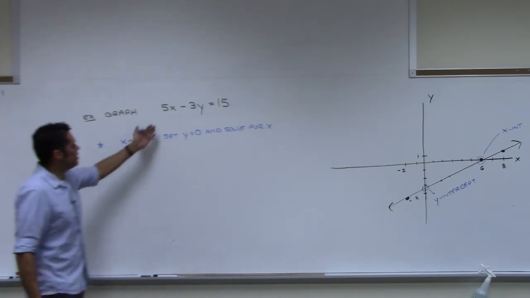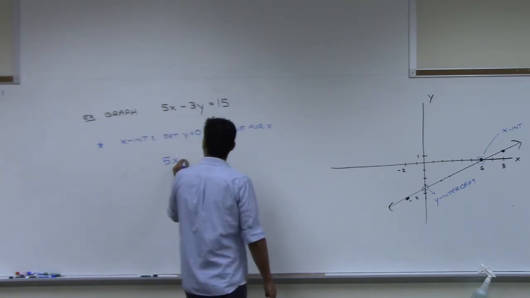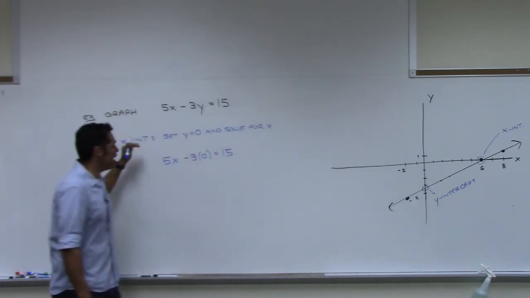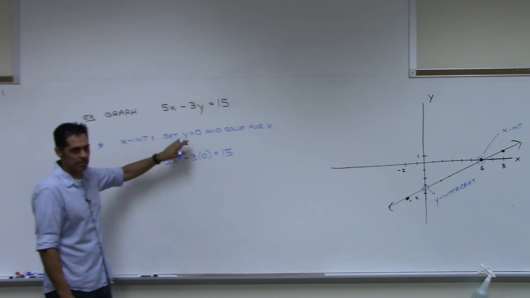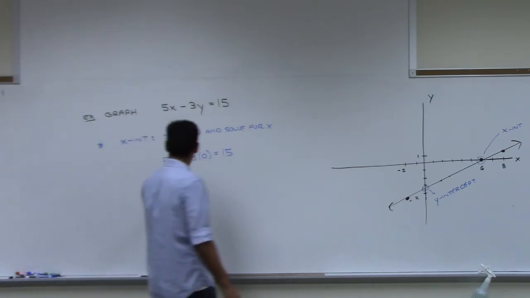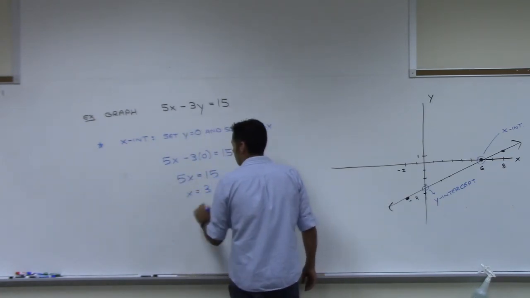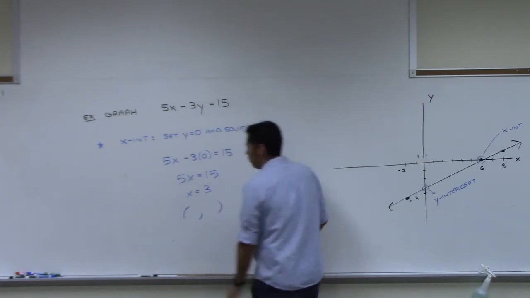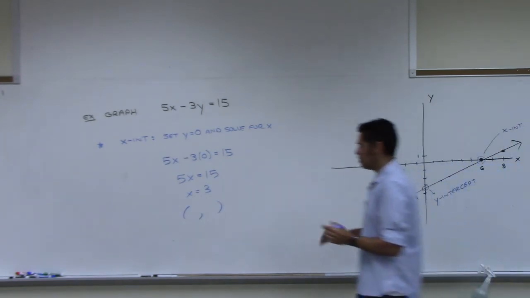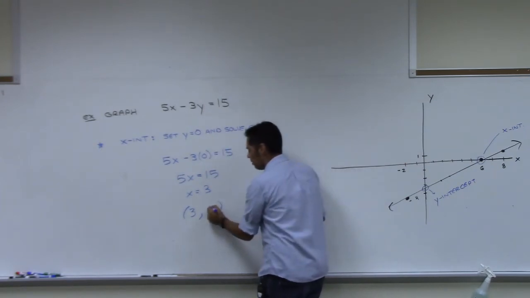So let's rewrite this equation and let's replace Y with 0. 5x minus 3 times 0 equals 15. Just remember, to find X-intercepts, you set Y to 0, not X. It's the opposite of what you think. And what does that give you here? 5x is 15. So X is what? 3. So written as an ordered pair, what would the ordered pair be for that point? 3 is the x, so 3. And then what about the y? It was 0, because we set it equal to 0. So 3, 0.